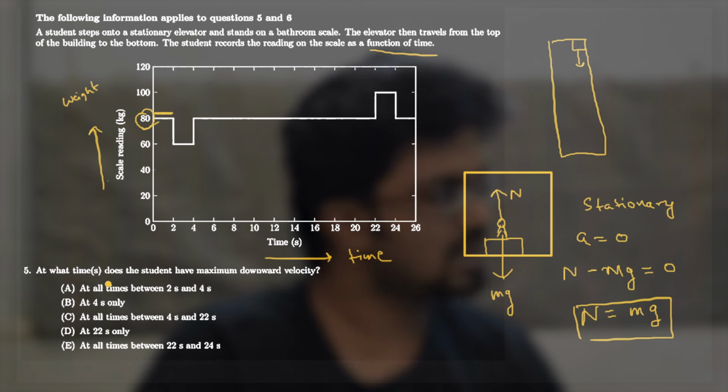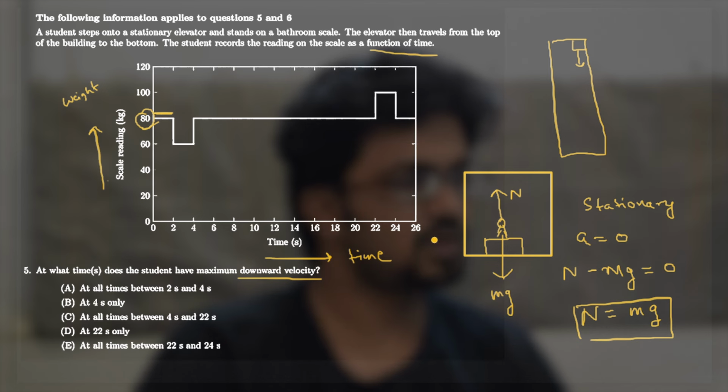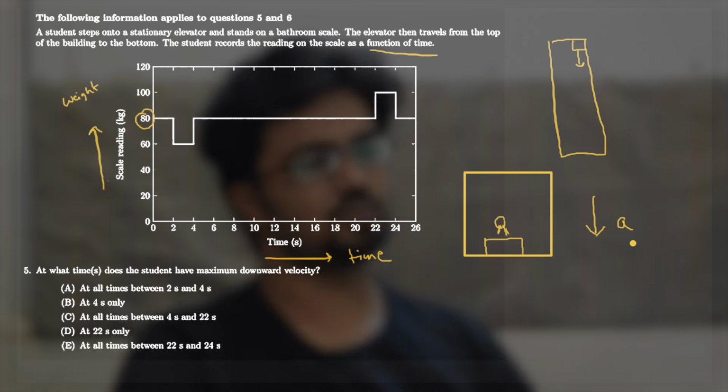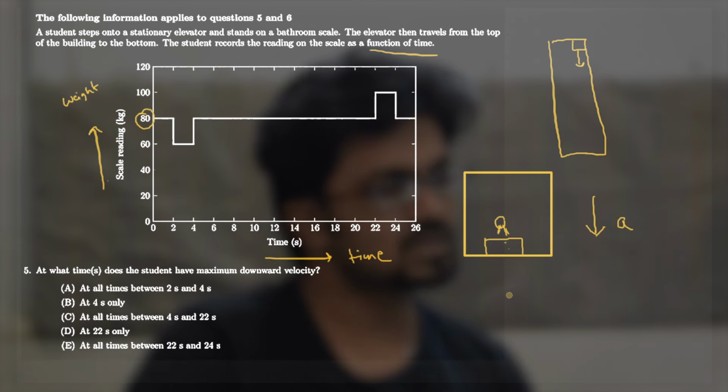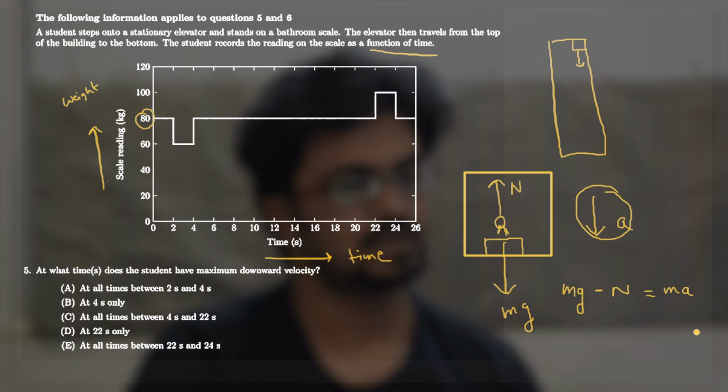Now it is asked, at what time does the student have maximum downward velocity? To find that, we have to find the acceleration quantity. So let's see what happens when the lift starts accelerating. Now when the lift starts accelerating downwards, the acceleration vector will point downwards. There is always an mg component that acts because of the weight of the observer, and the normal component as it is. As acceleration is along this mg component, we can write mg minus N equal to ma.